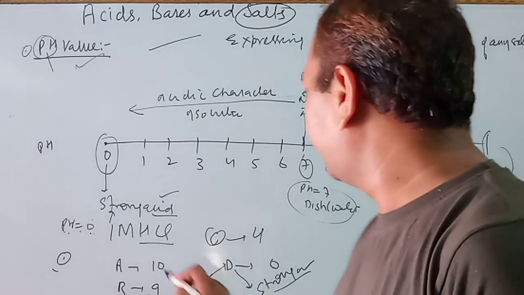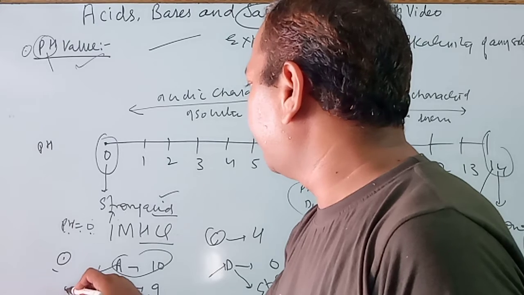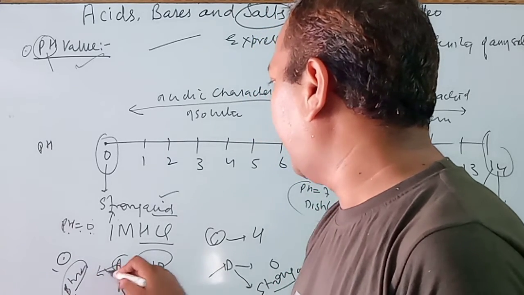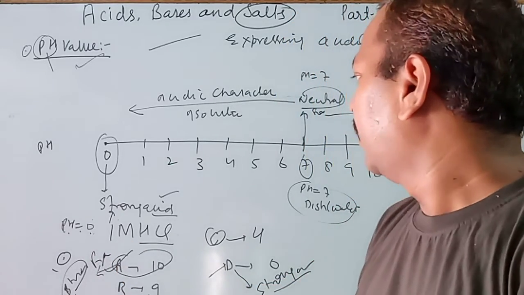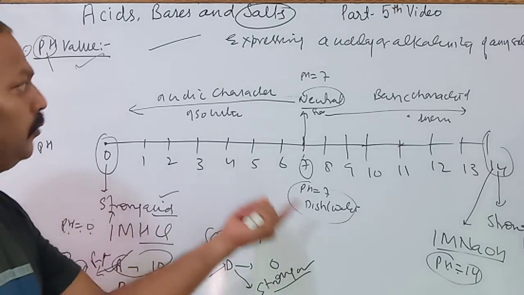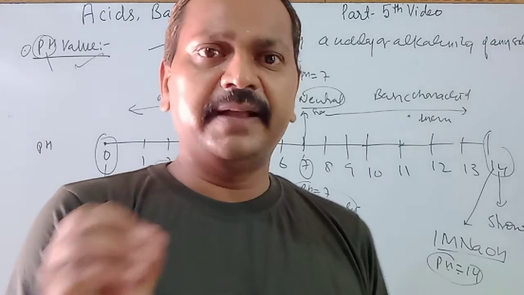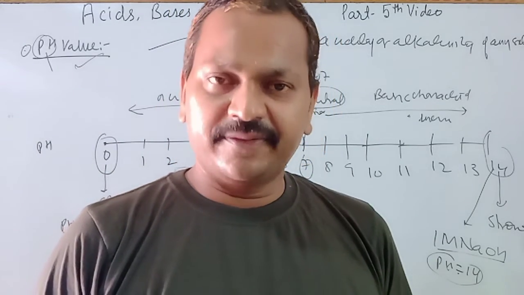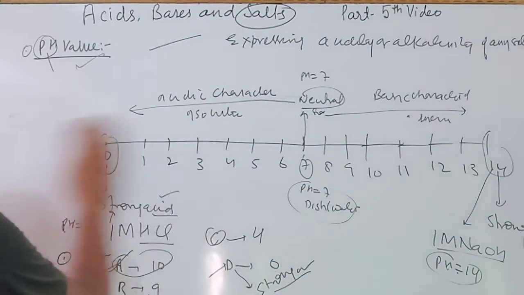Now the maximum value is 10, so A shows a strong base in comparison to the others. So children, this way we can use the pH scale. Concluding line: on the basis of the pH scale, we can predict the acidic, basic or neutral nature of a solution. Clear? So this is the pH scale.